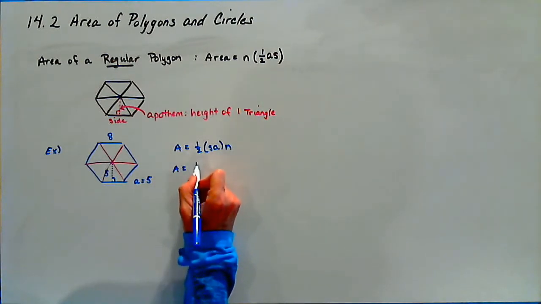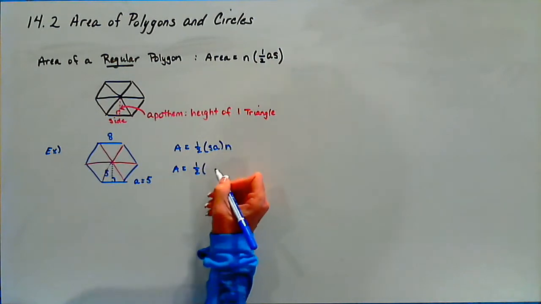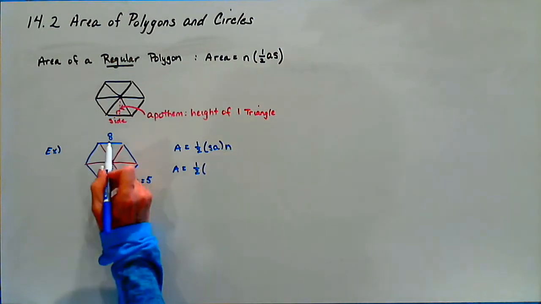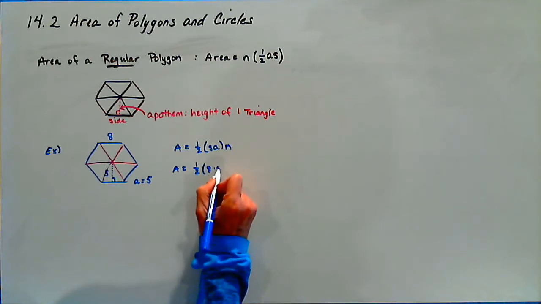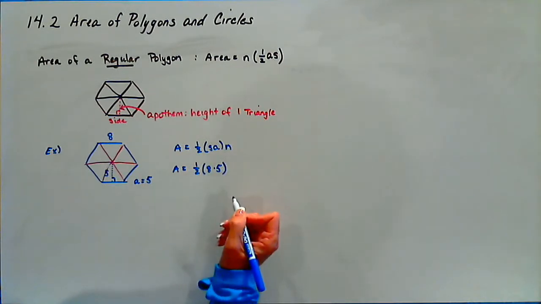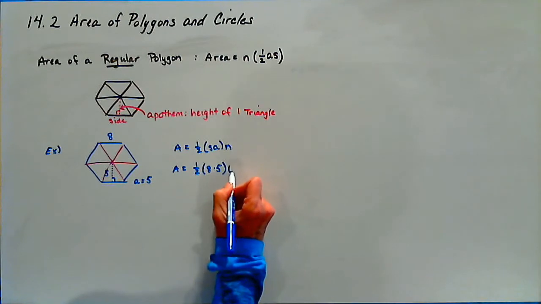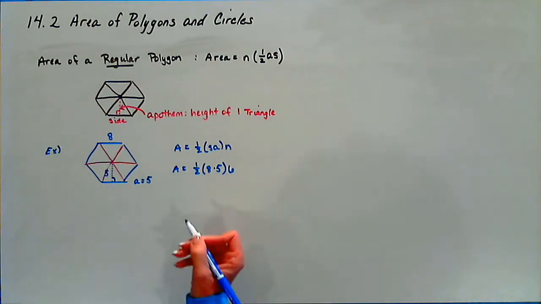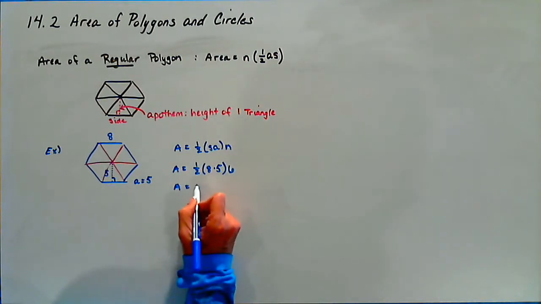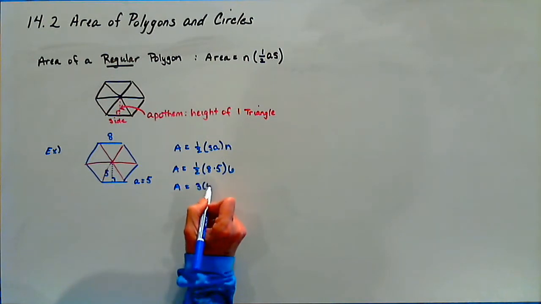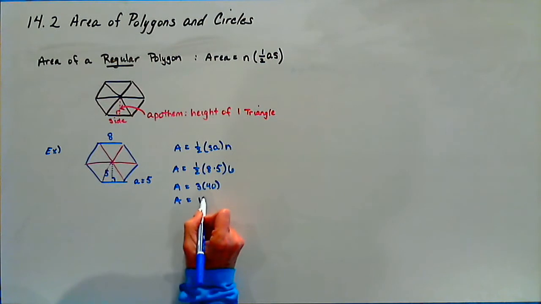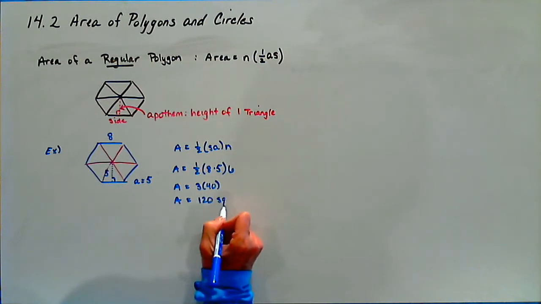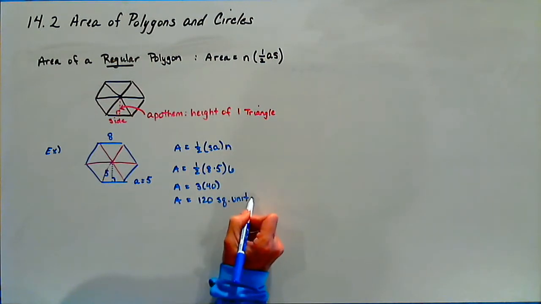So area equals 1/2 the base, which we call the side, is 8. The apothem in this case is 5. And since it's a hexagon, the number of sides is 6. So we get 3 times 40, half of 6 is 3. So we get 120 square units.